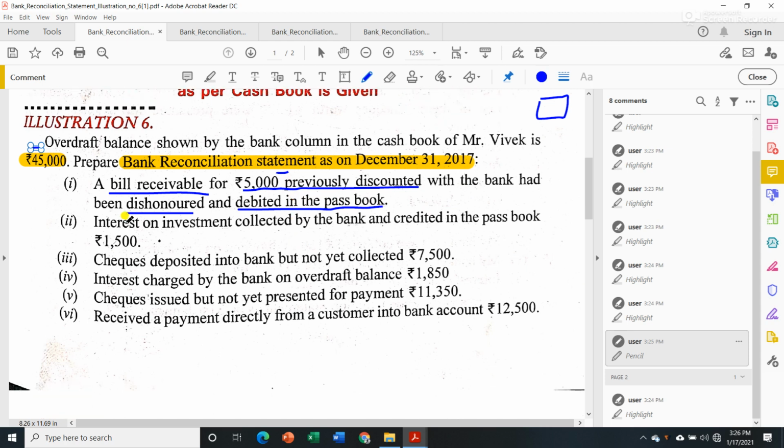Then next is interest on investment collected by the bank and credited in the passbook. That means 1,500 was received in our bank account, but we didn't record it in the cash book. So in order to equate the cash book and passbook balance, we have to add this 1,500 in our cash book.